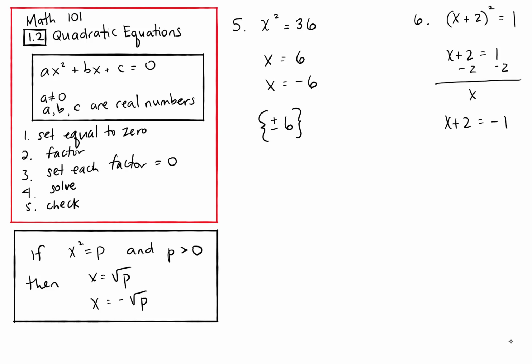So here I get x is equal to negative 1. And here I'm going to subtract 2 from both sides. And x is equal to negative 3. So I have two solutions, negative 1 and negative 3.